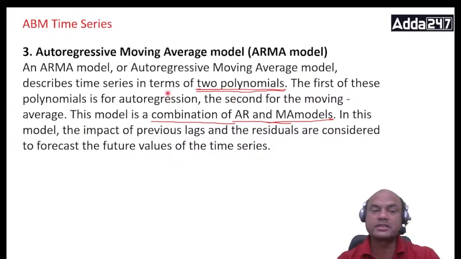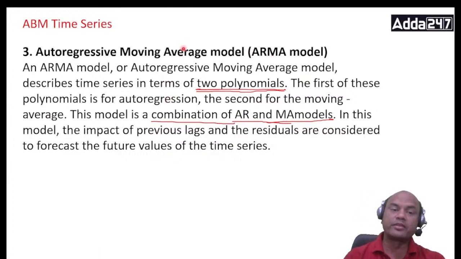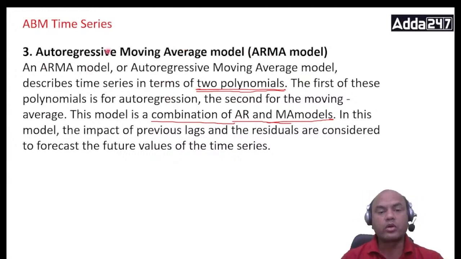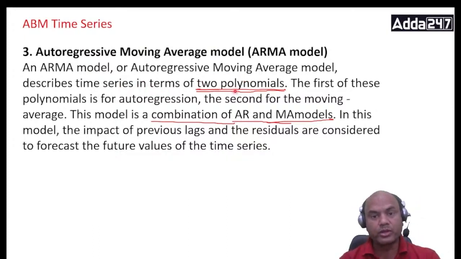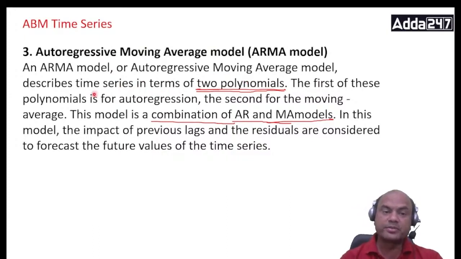And now it's a combination, ARMA. Third one, the ARMA model or auto-regressive moving average model. The ARMA model describes a time series in terms of two polynomials. Remember, again underlined words, two polynomials. The first of these polynomials is auto-regression and the second is moving average. So it's a combination. The model is a combination of AR and MA models.